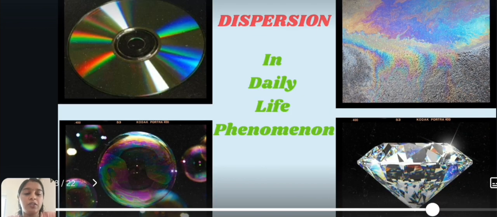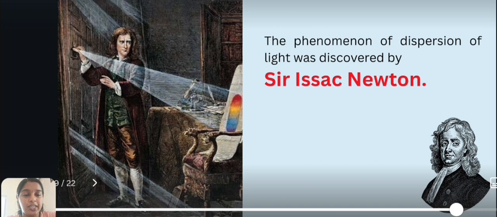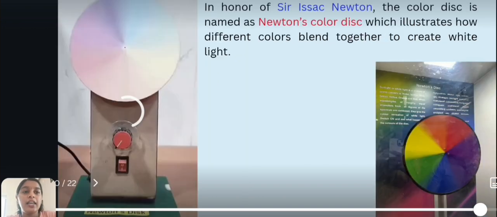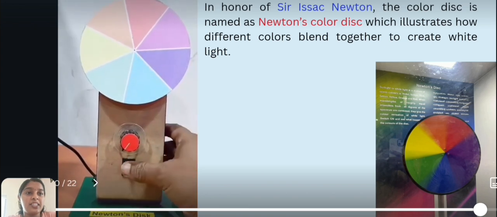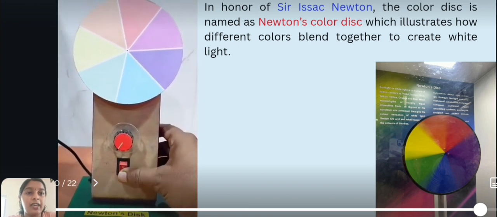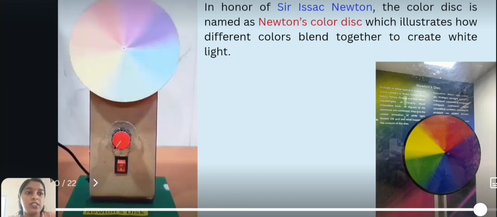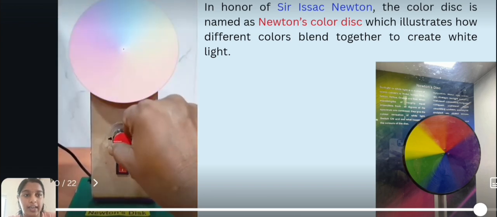We can also observe the phenomenon of dispersion of light in our day to day life, like dispersion of light in a CD, dispersion due to oil on the road, dispersion in soap bubbles, and dispersion in a diamond. And it was Sir Isaac Newton who discovered the dispersion of light. In honor of Sir Isaac Newton, the color disk is named as Newton's Color Disk, which illustrates how different colors blend together to create white light.